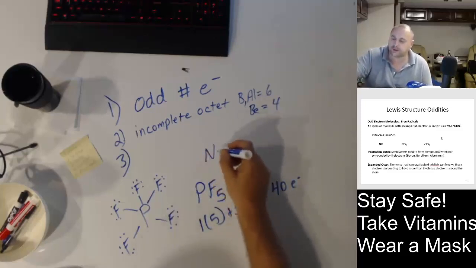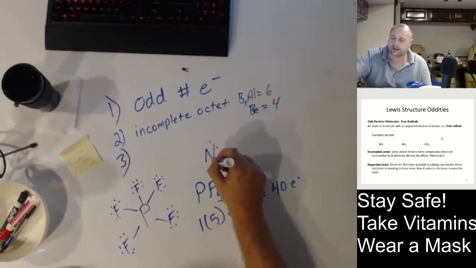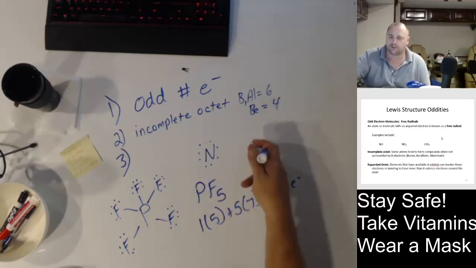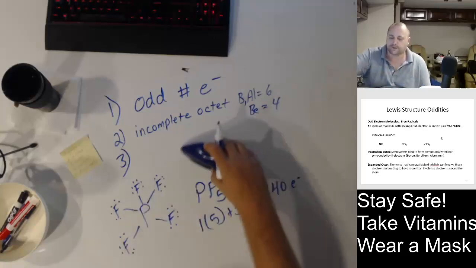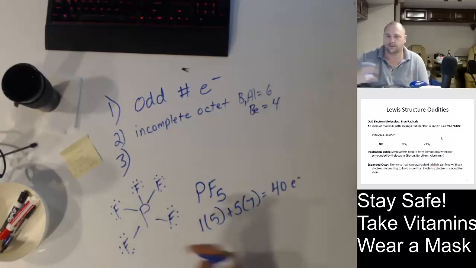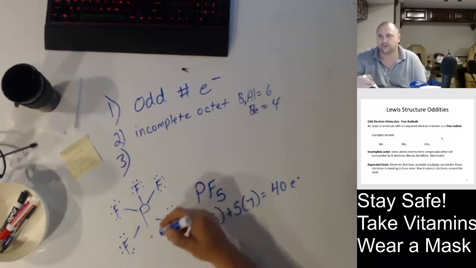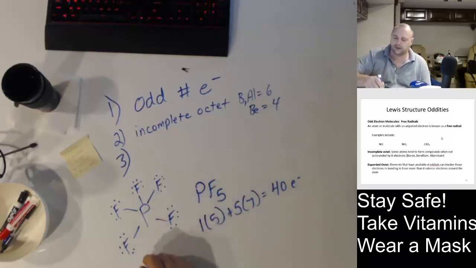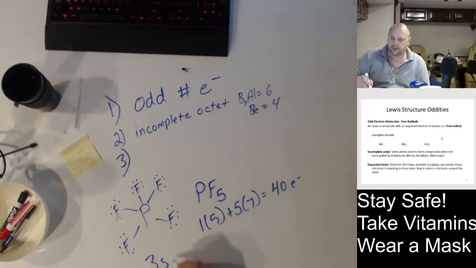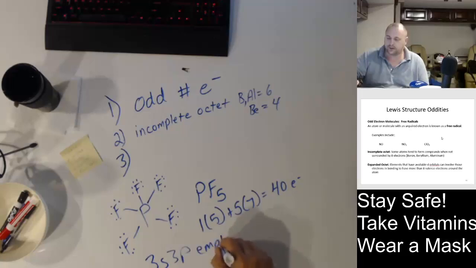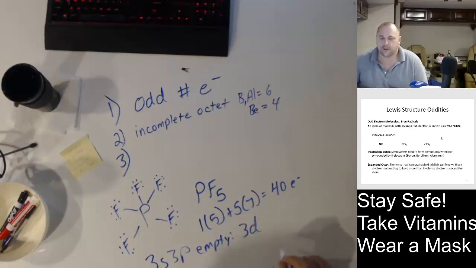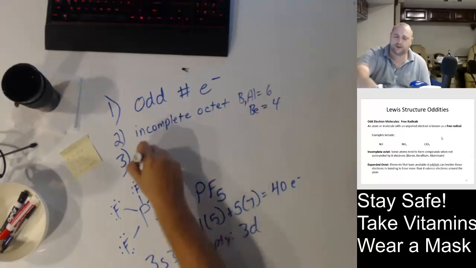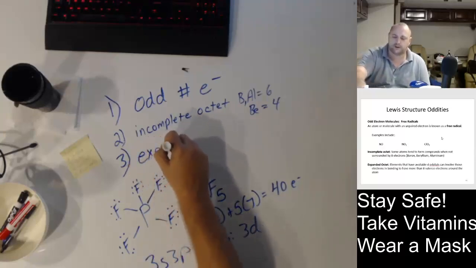When I did nitrogen, I said I can't put 9. We tried to put an extra one. I said there's no place to put it because it only has the 2S and the 2P's. Well, phosphorus is sneaky, though. It has the 3S. It has the 3 P's. And sitting out there empty, it has the 3 D's. So this is called an expanded octet.